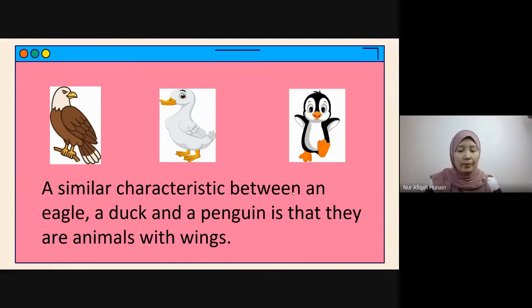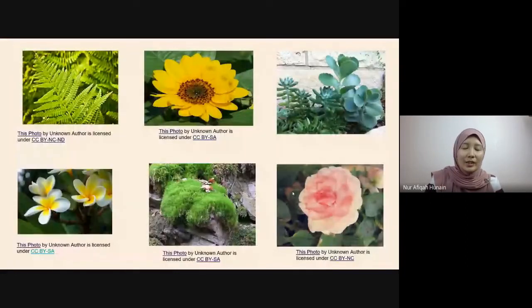However, how about this one? Okay, we move to plants. Alright. So some plants can be classified into flowering and non-flowering. Look here, frangipani, sunflower, and roses are classified based on whether they can produce flowers or not. Okay, so this one, fern, succulent, and mosses are non-flowering plants.